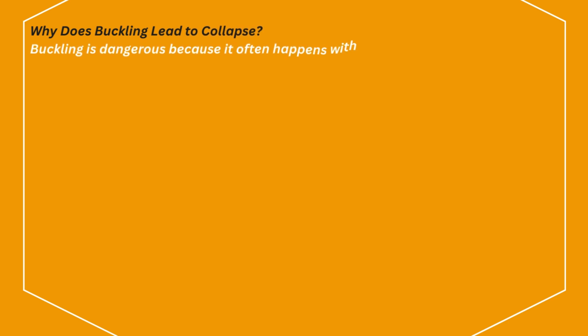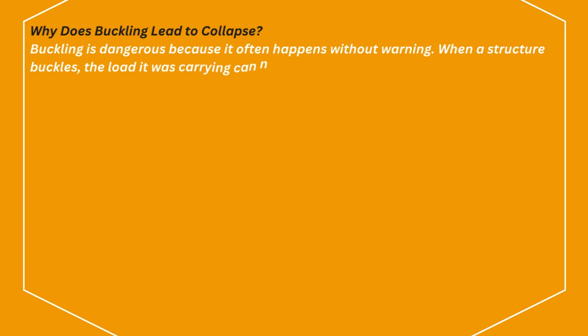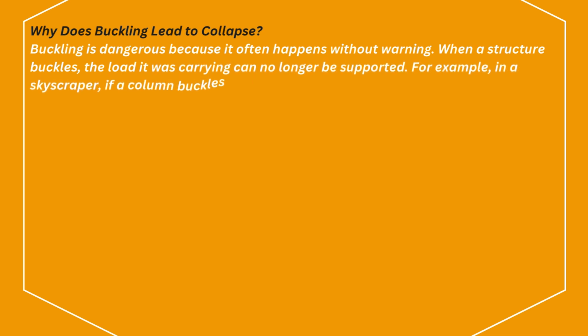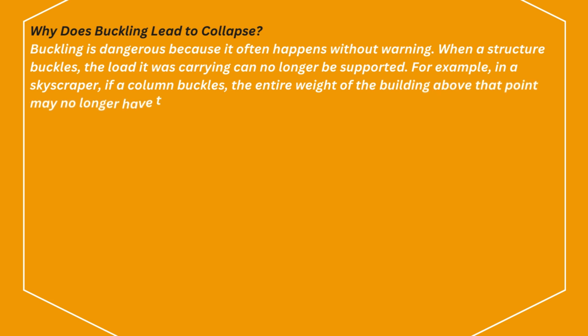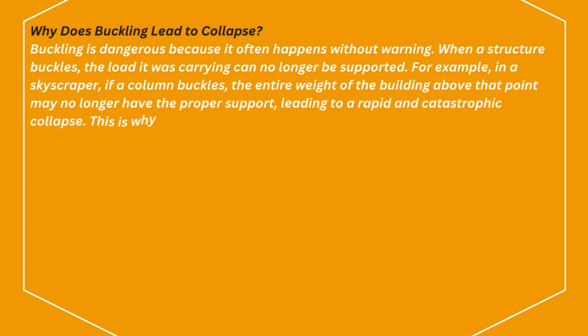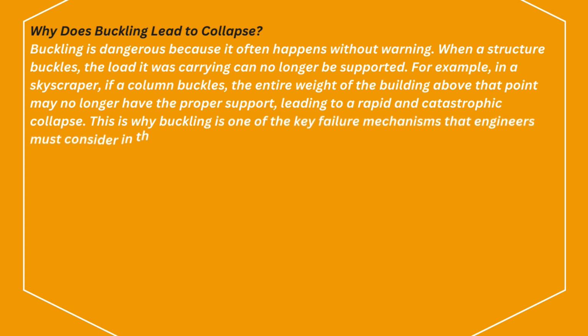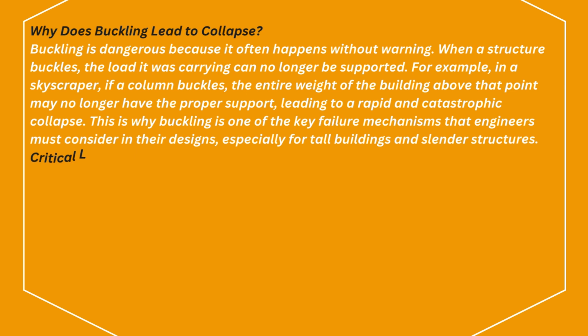Why does buckling lead to collapse? Buckling is dangerous because it often happens without warning. When a structure buckles, the load it was carrying can no longer be supported. For example, in a skyscraper, if a column buckles, the entire weight of the building above that point may no longer have the proper support, leading to a rapid and catastrophic collapse. This is why buckling is one of the key failure mechanisms that engineers must consider in their designs, especially for tall buildings and slender structures.